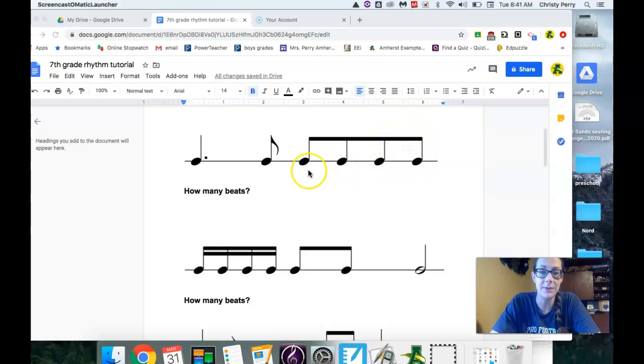So how many beats are in this measure? 1, 2, and 3, and 4, and. There are 4 beats in that measure. 1, 2, and 3, and 4, and. 4 beats in that measure.